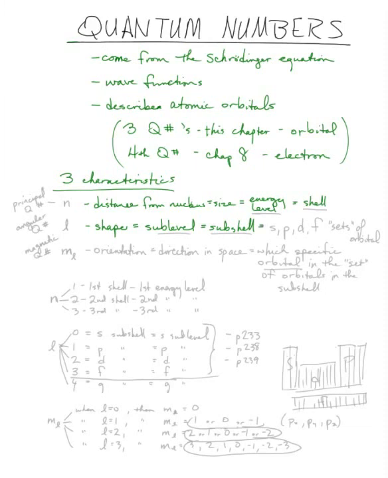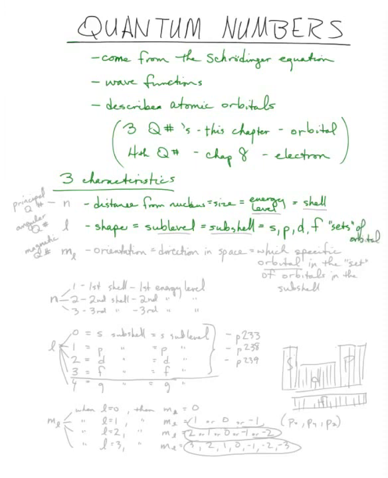And the shape is also talking about what you may remember from a previous chemistry experience as the s, p, d, or f subshells, and those are sets of orbitals. In other words, there's several p orbitals that make up that p subshell. Okay, so sets of orbitals.